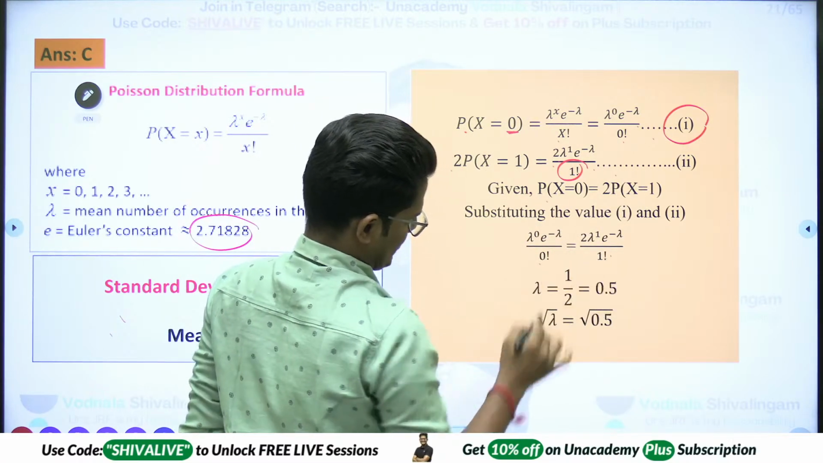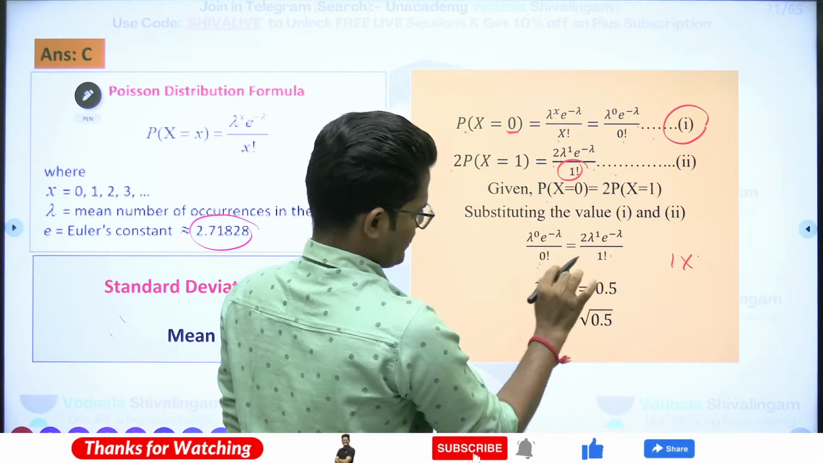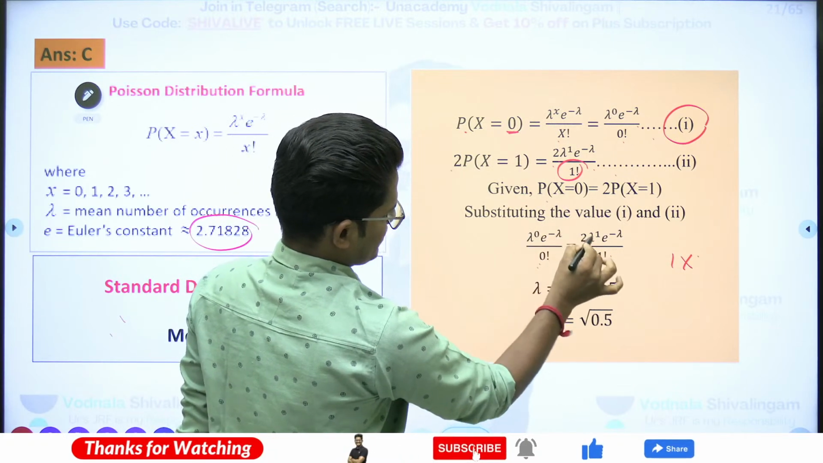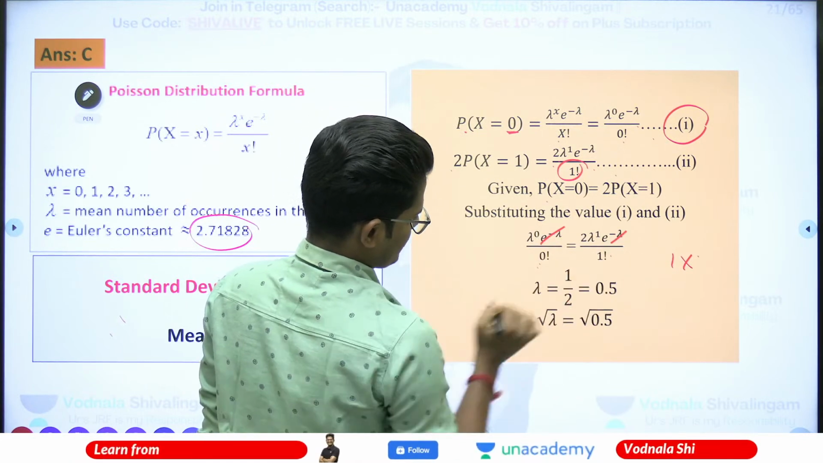0 factorial, 1 factorial. 1 factorial, how can we write? 1 into 1. 0 factorial, 0. So this will be 1 and this will be 0. No need to do anything. And here lambda power 0, here 2 lambda power 1. Here e power minus lambda. This and this will get cancelled.